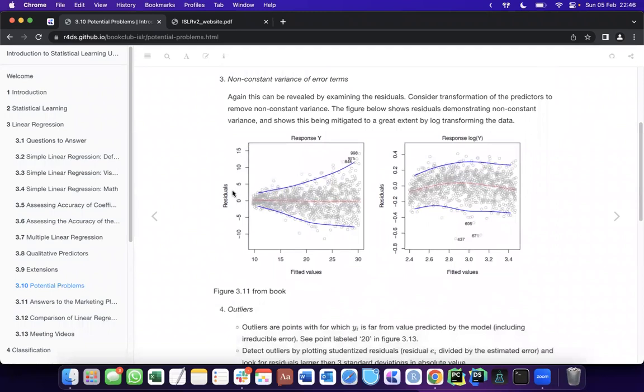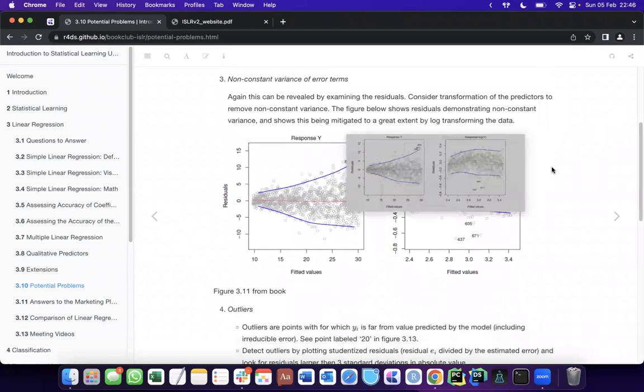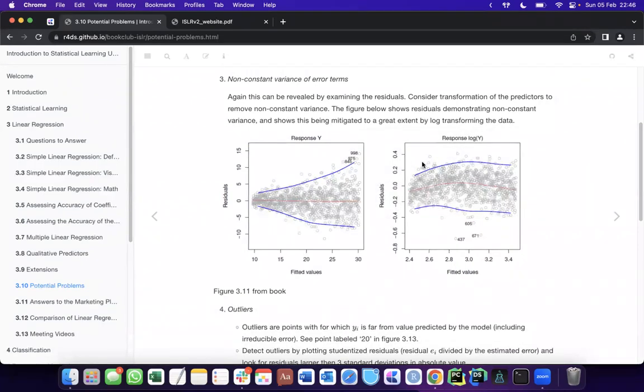And then again, if we look at our residuals versus fitted values, this is a really nice plot that tells us quite a few different things. We can see that the variance goes up as our fitted values go up. So there is definitely something else going on here. But when we then transform our response, we can see that the residuals look much more random, and we can't see this increase so much.